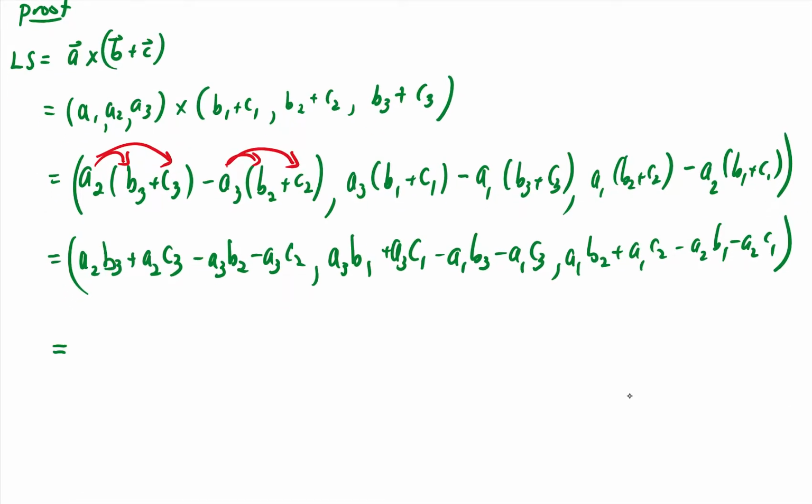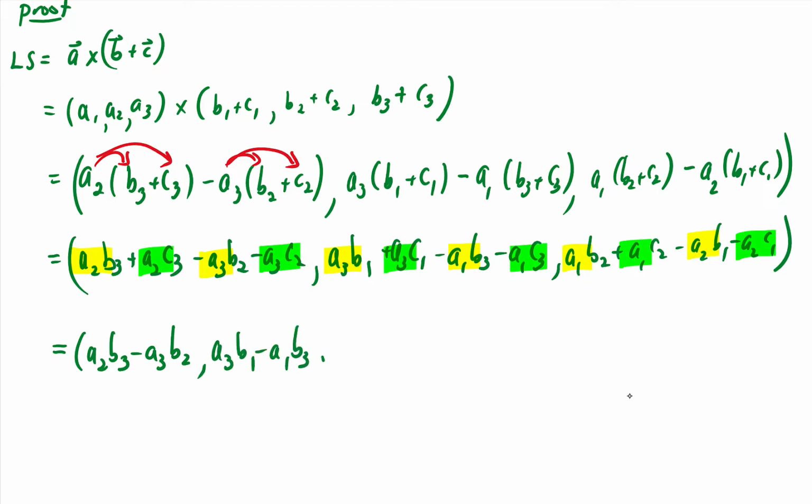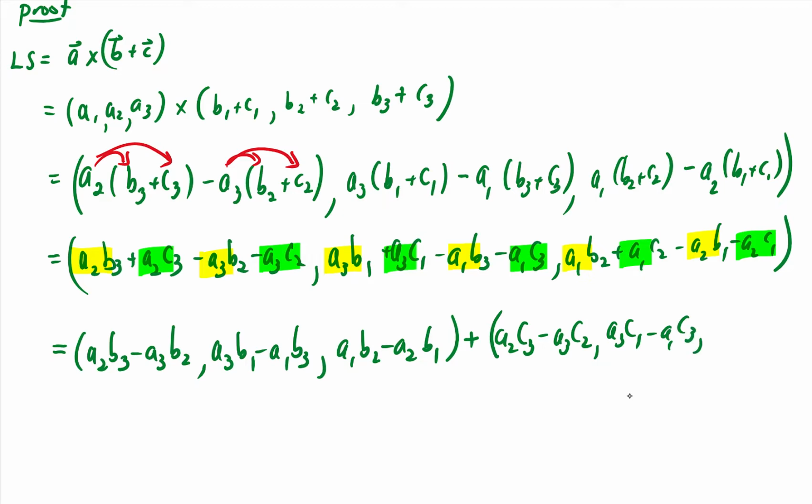I'm going to take all the terms with A and B. So here they are here. Group them together, and then take all the terms with A and C and group them together as well. So here is what I end up with. So let's take all the A's and B's. I have A2 B3 minus A3 B2. Then I have A3 B1 minus A1 B3. And then I have A1 B2 minus A2 B1. And I'm going to separate them from the C terms. A2 C3 minus A3 C2, A3 C1 minus A1 C3, and A1 C2 minus A2 C1.